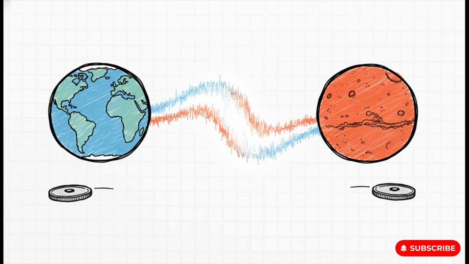Here's an analogy. Imagine you have 2 of those magic coins, and they're entangled. You give one to a friend who goes to Mars. You stay on Earth. If you flip your coin and it lands on heads, you know instantly that your friend's coin on Mars also landed on heads. The information seems to travel faster than the speed of light, and their fates are forever linked.